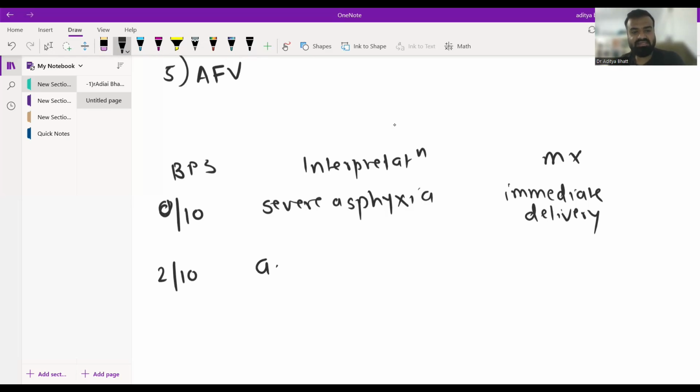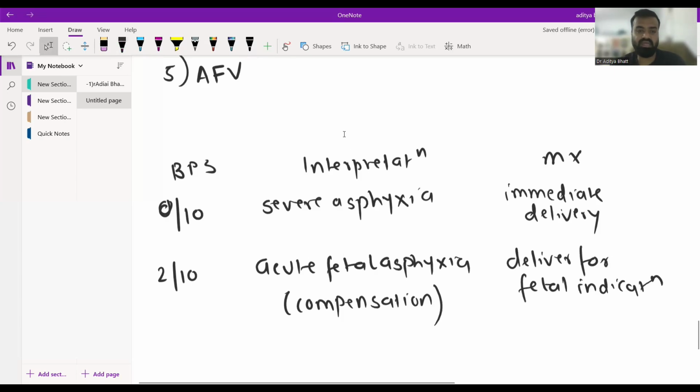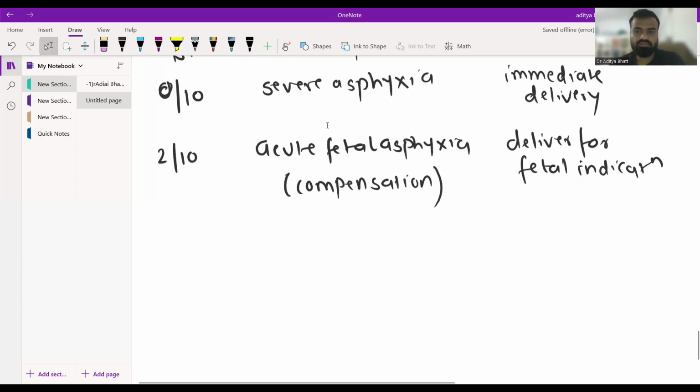Now, 2/10 is acute fetal asphyxia. Okay, there is acute fetal asphyxia, but there is an associated compensation. So there is a chronic compensation going on, and acute fetal asphyxia is there. Now here you can deliver for fetal indication, or if the child is having fetal distress, meconium-stained liquor has occurred, so all those indications are there. So you can deliver for fetal indication. If you are seeing a loop of cord around the neck, then you can deliver for fetal indication.